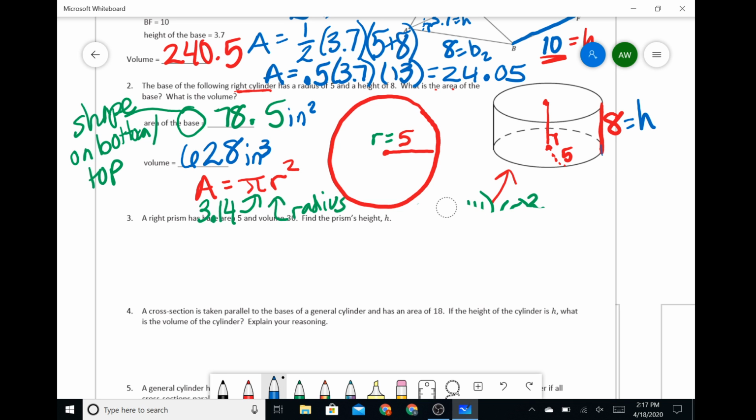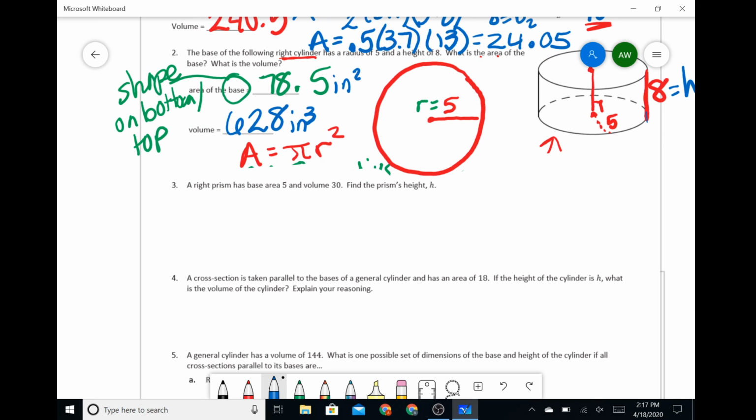Okay, so number 3 says, here, I'll erase these bits here as well. A right prism has a base area of 5 and a volume of 30. Find the prism's height, which is h. So this is based on that idea that I had just written down. I think it was in blue, that volume is the area of the base times the height, right? So what this is telling us is the volume is, I just went right over top of that. Why don't we just erase that?